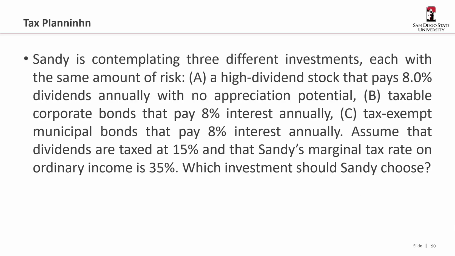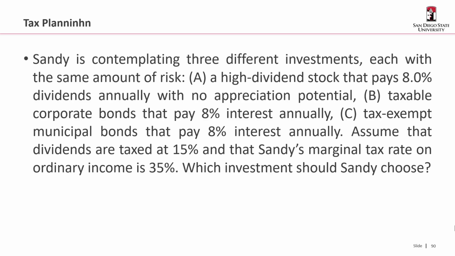So, this is something that is difficult to do. It's more likely that we're faced with a list of options from which to choose and maybe pick one that seems to suit us best. So here's an example of that. Sandy's contemplating 3 different investments, each with the same amount of risk, right? So just from the get-go, we can say we wouldn't expect a difference because, stocks always pay more than bonds, right? So we're just assuming risk is the same.